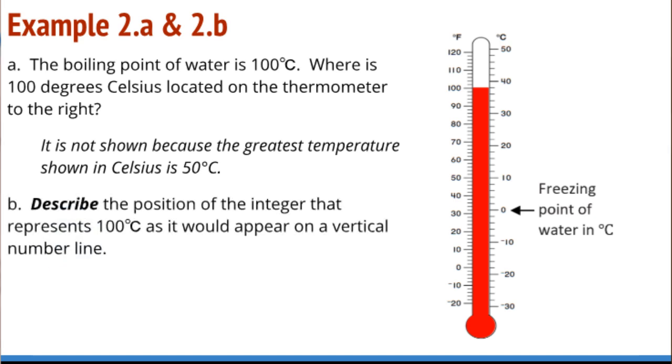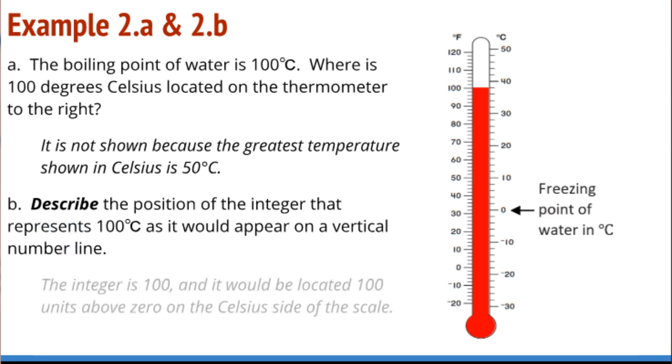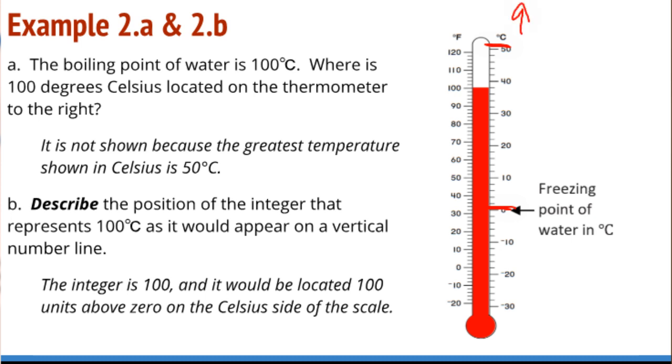So describe the position of the integer that represents 100 degrees Celsius as it would appear on a double number line. Well, it would be twice as far up. So it would be 100 units above the 0. So here's the 0, here's 50, and we would have to keep going up so that we could reach 100 units. So the integer for 100 degrees Celsius would be 100 units above the 0 of the Celsius.